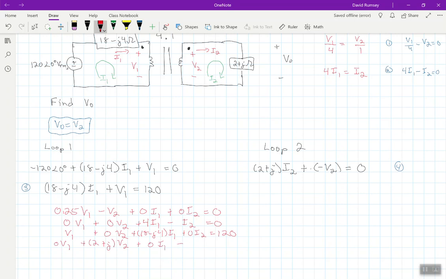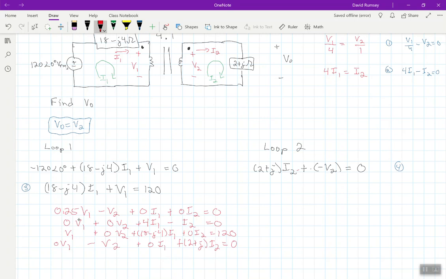Minus, I'm sorry, I got this wrong here. I flipped things up here. I wasn't looking carefully. I just didn't copy this equation. V2 is not plus that. It's got a negative there, so it's just minus V2. And then this would be plus 2 plus j I2 equals 0.